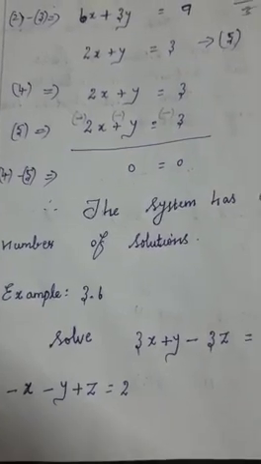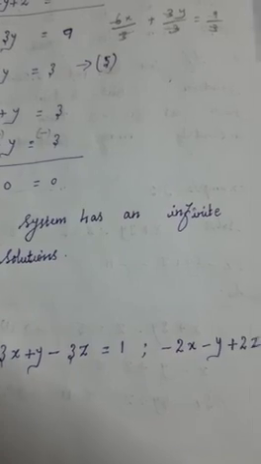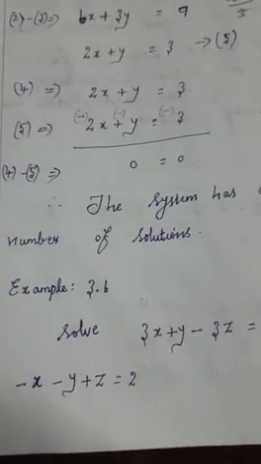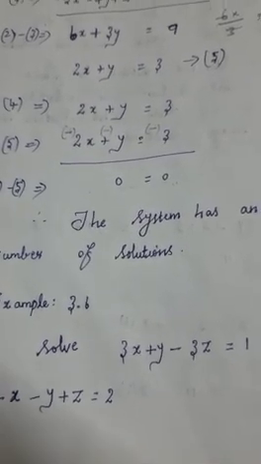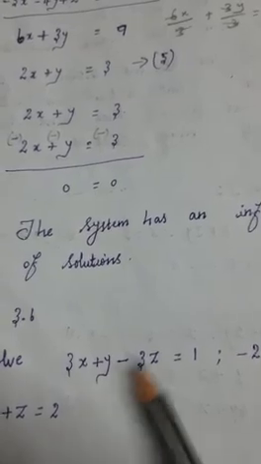Now let us see example 3.6. Now see the question. Solve 3x plus y minus 3z is equal to 1, minus 2x minus y plus 2z is equal to 1, minus x minus y plus z is equal to 2. So here also three equations they have given. So you know how to solve these three equations. Now we can see the solution.